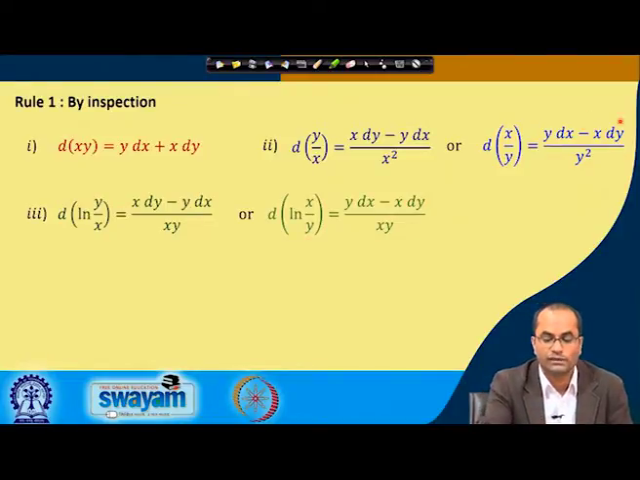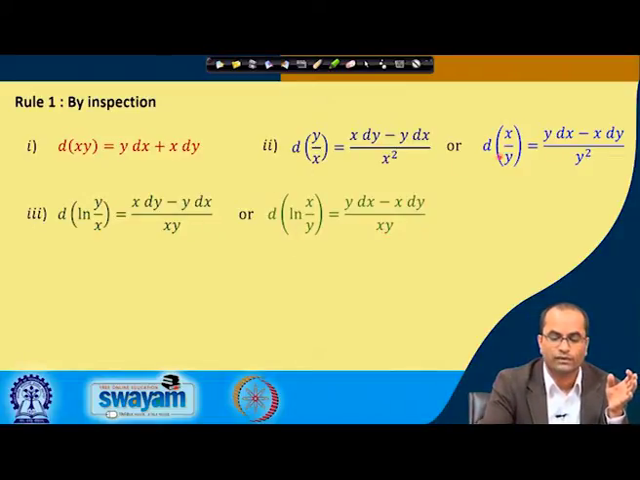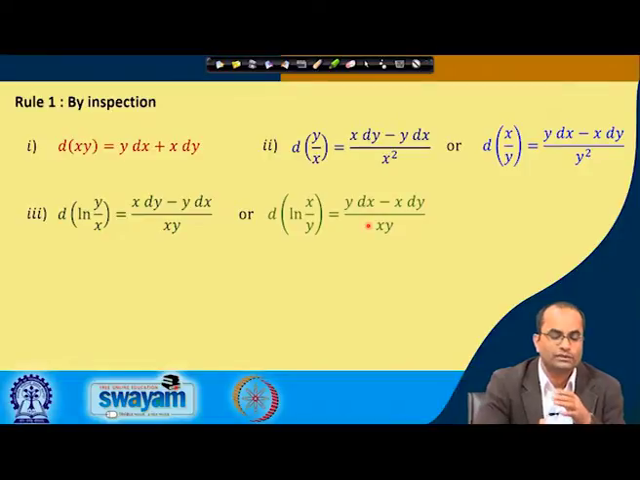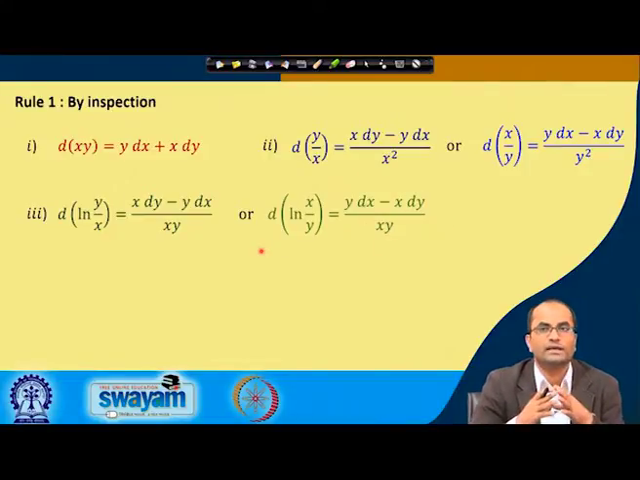This will be similar to what we had for x over y: y dx minus x dy, again over x y. They both look almost the same, but the difference is that here it is x y whereas there it was x square and y square. Once we see such terms, we can immediately recognize that these are the differentials of the logarithmic functions of y over x or x over y.